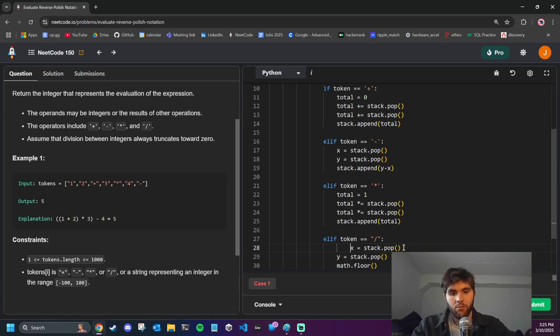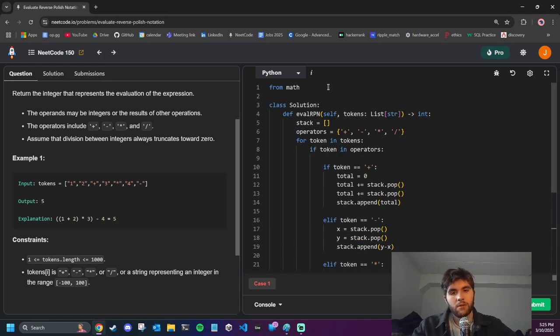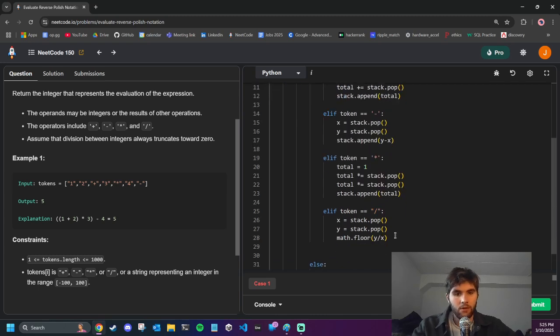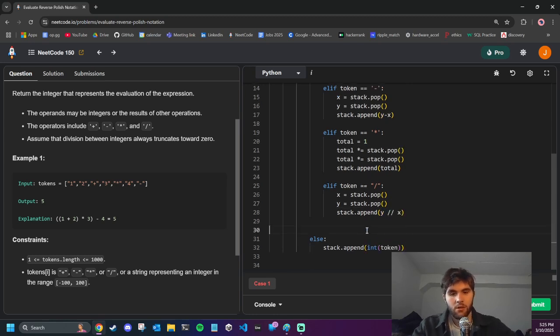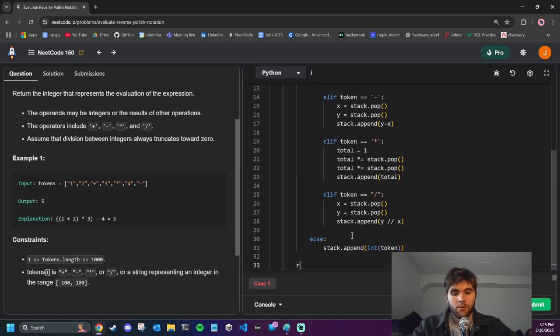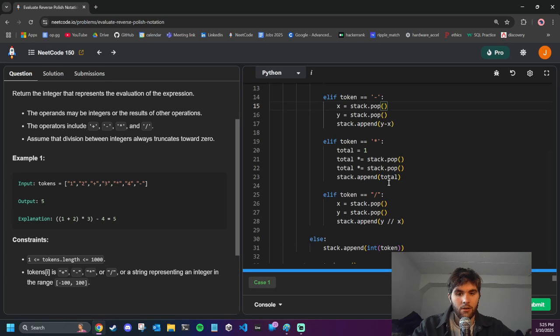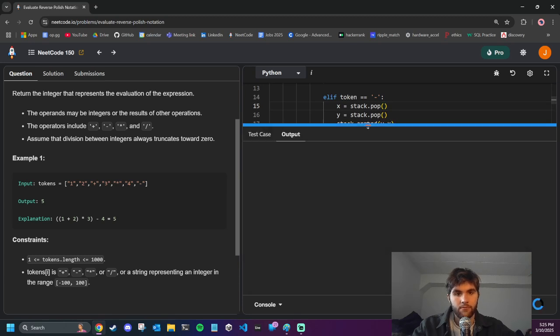So we're going to append x and y, and then we're going to say floor of x and y. Actually, we don't have to do that. We can do floor division. That's a built-in operator. So we can say stack.append y integer division or floor division x. And then we want to return when we're done, just the last element of the stack. All right, let's see if this gives us errors. Okay, it worked for that.